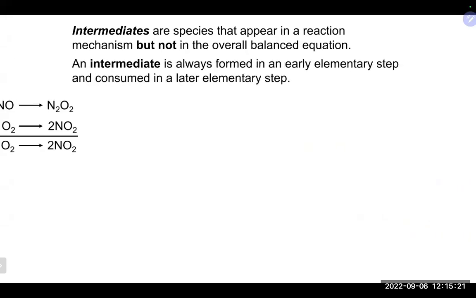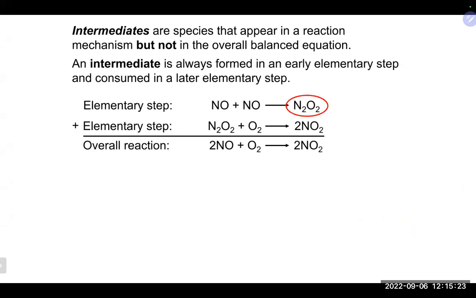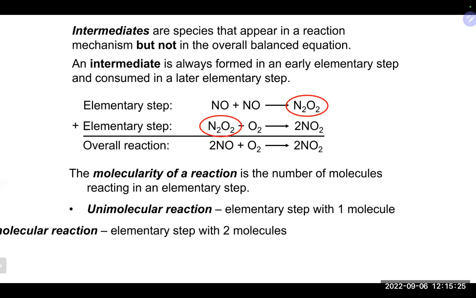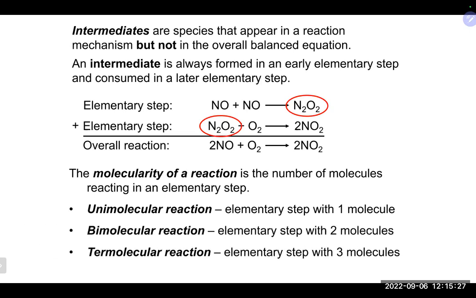Now, an intermediate is, as I just mentioned, something that gets made early on in the mechanism, but the really important part to know whether or not something is an intermediate is it should never show up in the overall reaction. So it has to be made early on, it has to get completely used up, and it should not appear in the overall reaction.